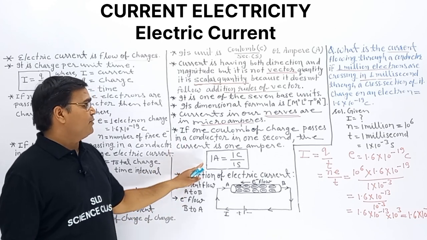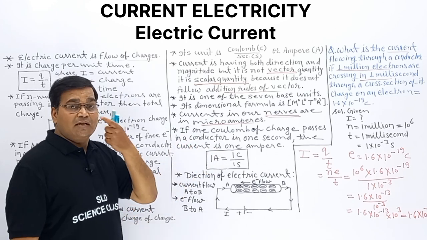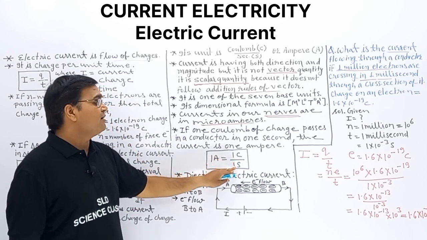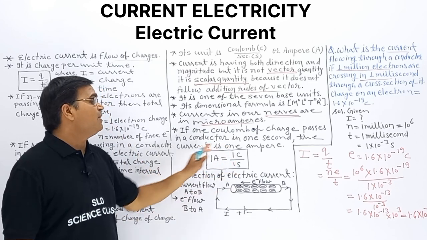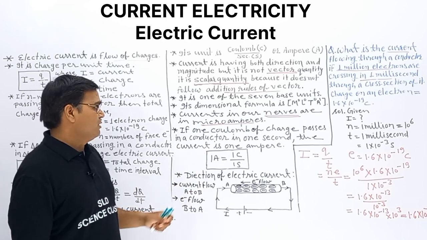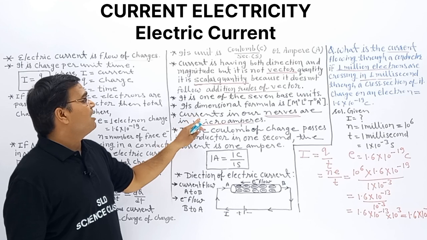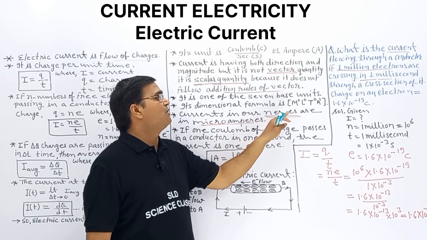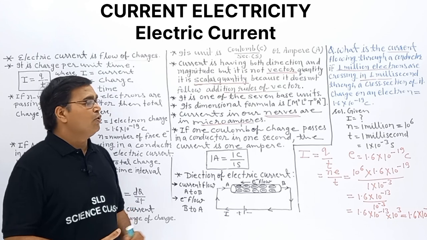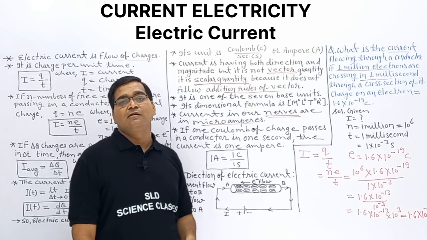And 1 ampere current is what? 1 coulomb passing through a conductor in 1 second will be 1 ampere current. And what about the currents in our nerves? They are in the order of microampere. So this is the basic theory of electric current.